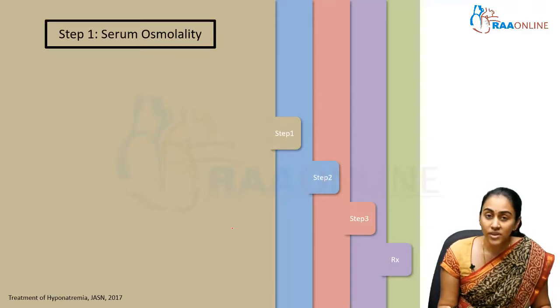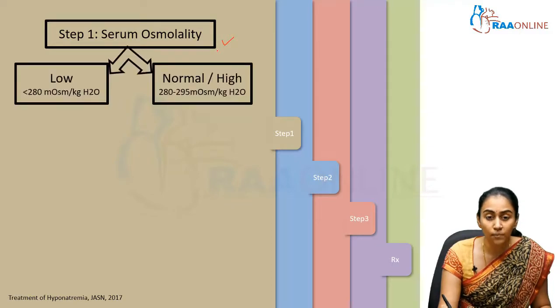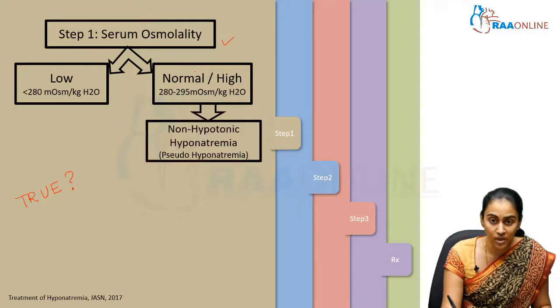So what is the first and foremost step in diagnosis of hyponatremia? The first and foremost step is serum osmolality. Now, why is this so important in the diagnosis of hyponatremia? Because this helps us to answer a very important question. And what is that question? The question is: is there true hyponatremia or not? That is the question which is answered when we look at serum osmolality.